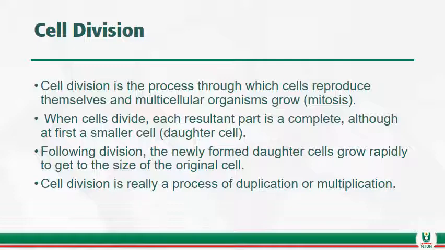So what you get from the division is a smaller cell, which is the daughter cell. Following the division, newly formed daughter cells grow rapidly again to the original size, and then it divides again, and the process goes on and on for life. So cell division is really a process of duplication or multiplication.